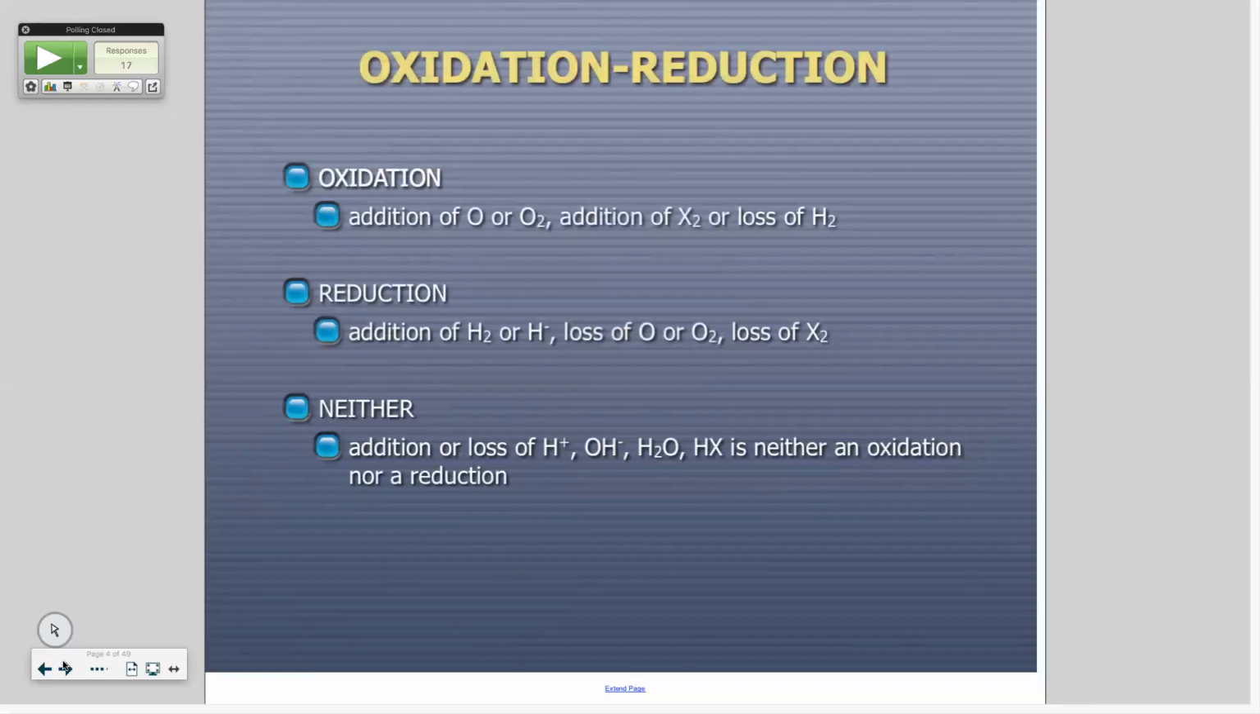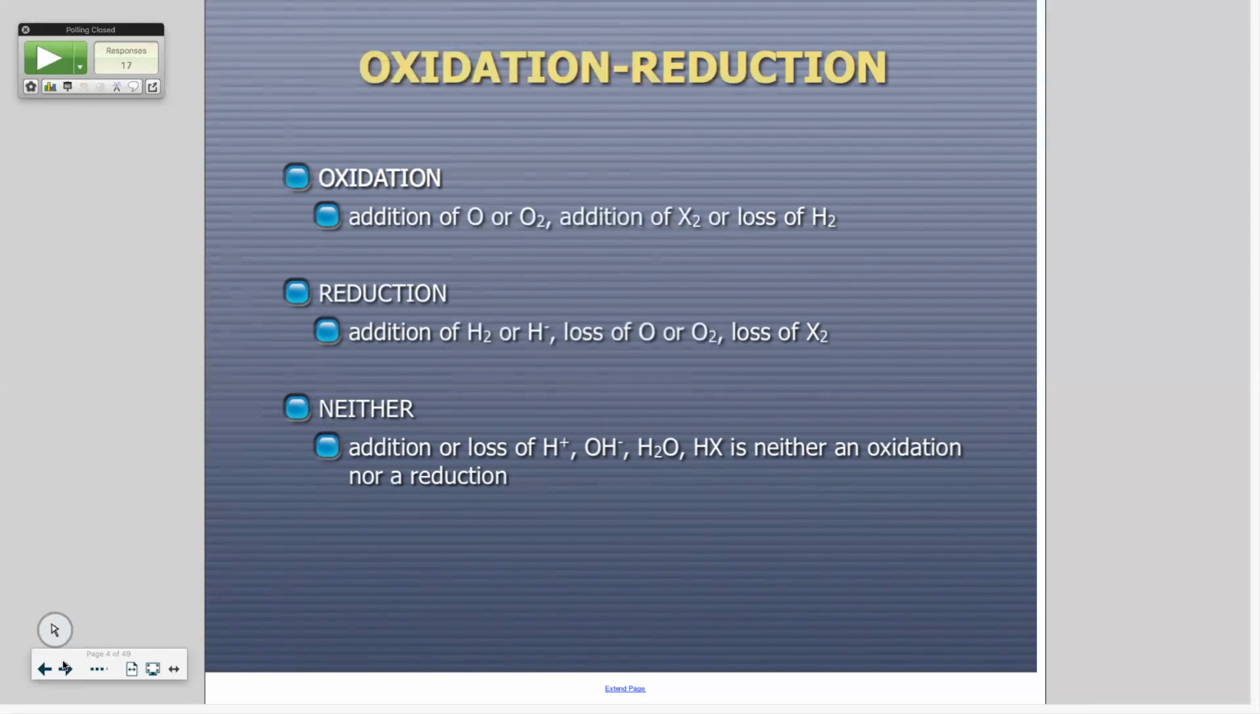Okay, so oxidation, remember, is addition of oxygen, addition of X2 also counts, or loss of H2. That's considered oxidation. Reduction is addition of hydrogen, loss of oxygen, or loss of X2. Your book added in the X2s, but the addition of oxygen, loss of hydrogen, and the addition of hydrogen, loss of oxygen are the two we really use a lot.